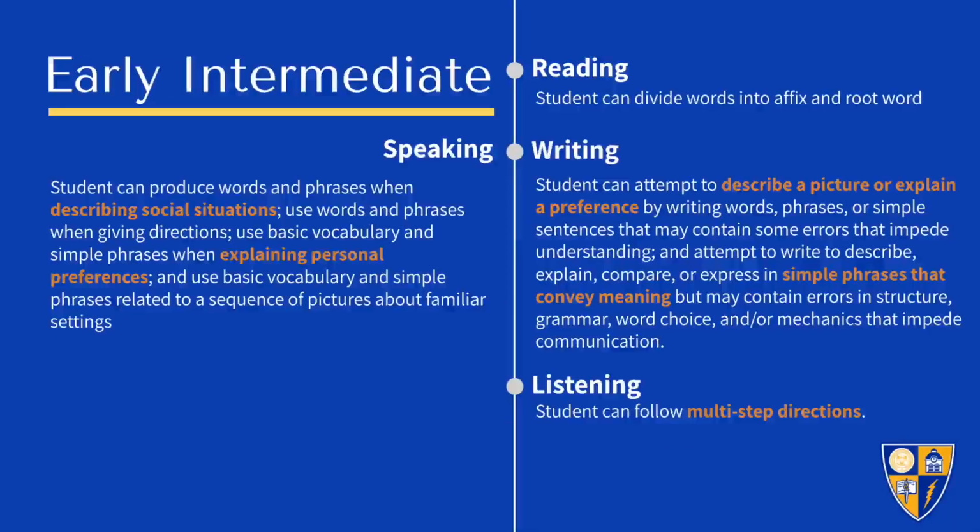Okay, so early intermediate reading, they can divide words into an affix and a root word, so they can see some parts in there. Writing, they can describe that picture or explain a preference. They can use simple phrases. Listening, multi-step directions. There we go. For speaking, they can describe those social situations. They can explain personal preferences, okay?